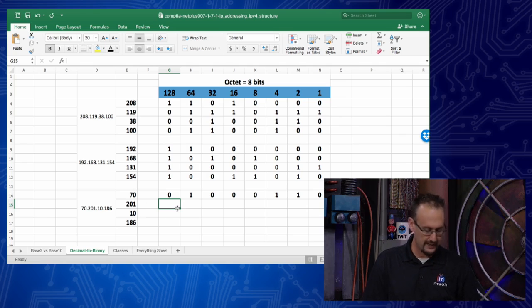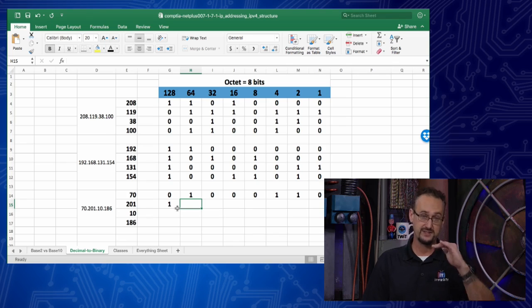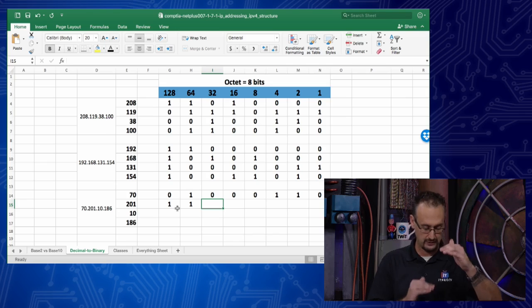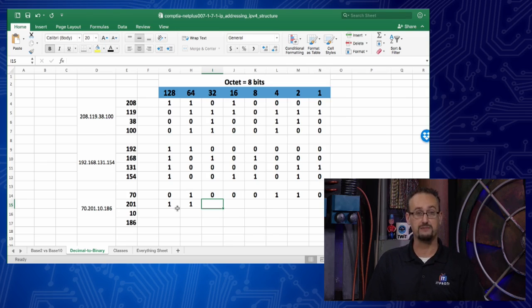All right, now we got 201. Same process again, guys and gals out there. Yes, I can subtract 128, so that becomes a binary 1. If I subtract 128 from the starting point of 201, I'm going to get 73 as a remainder. Now, I got 73, so guess what? I can also use the 64 place value. If I take 73 and subtract 64 from it, I should get a remainder of 9.